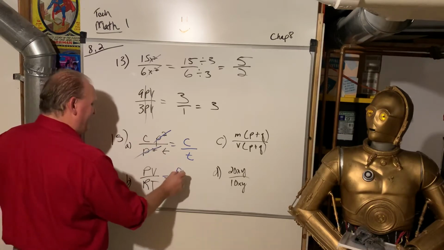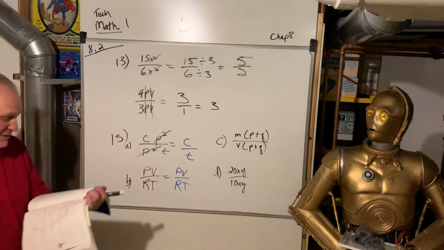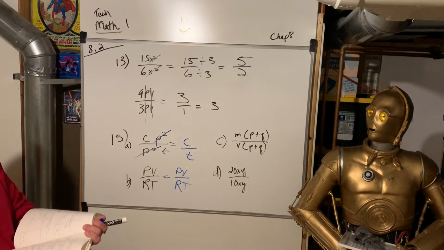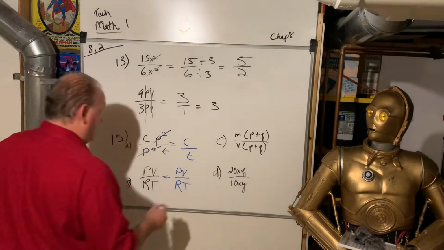This one, you can do nothing. That just stays PV over RT unless I copied it wrong. I don't think I did. Did I copy it wrong? PV over RT. Nope, that's it. And so you can't reduce it.